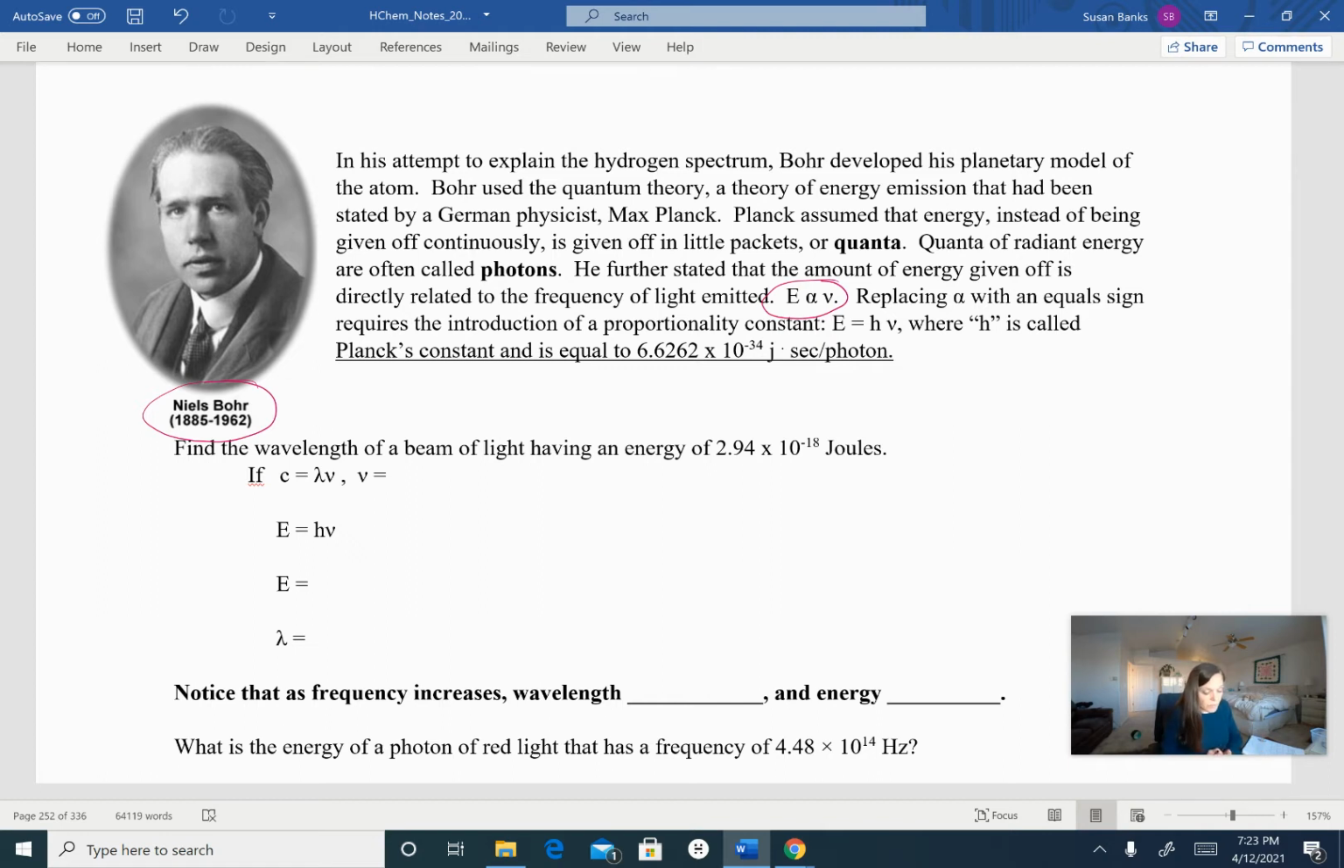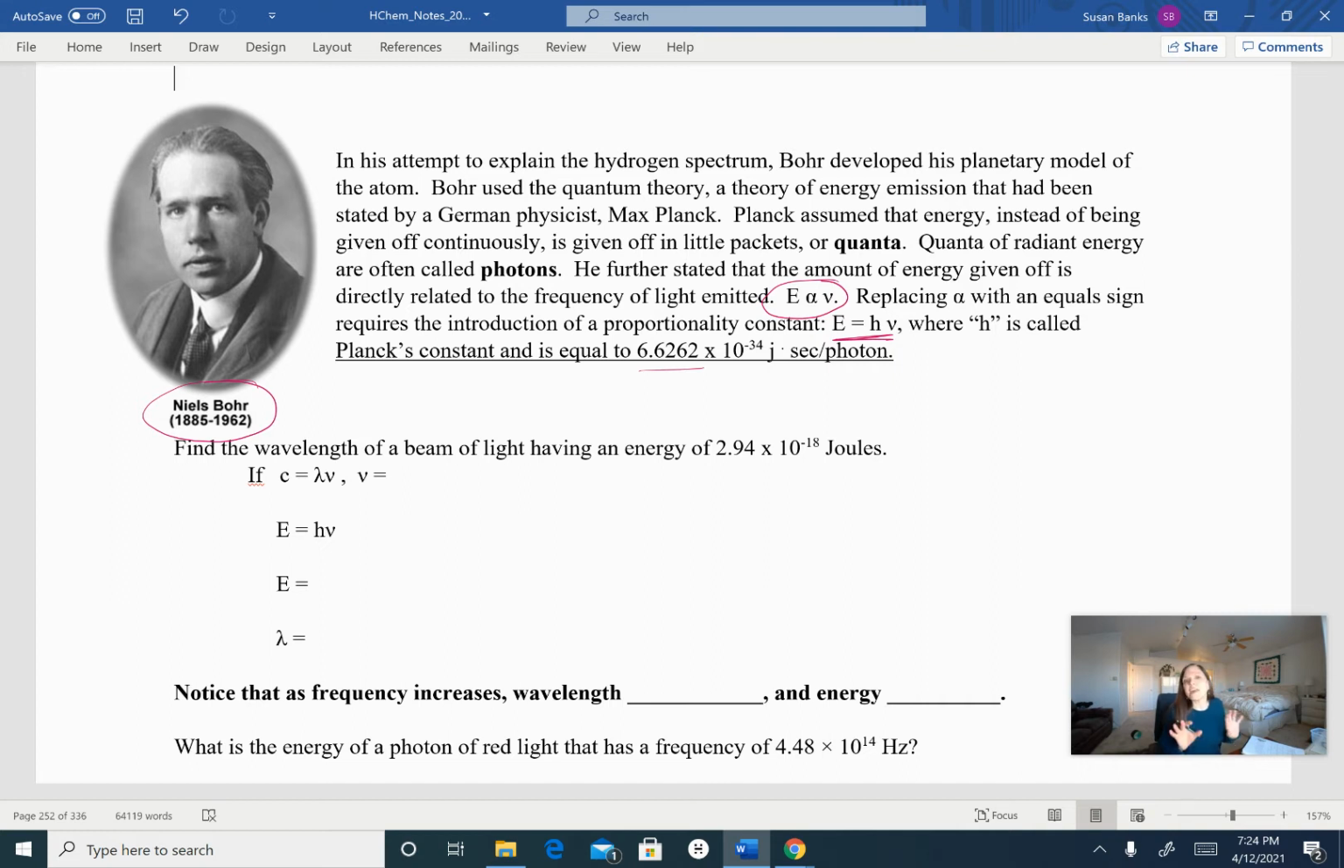Now that alpha in there just means directly proportional. Replacing that alpha sign with an equal sign means that we need to actually put some kind of a constant in there. Okay, so we need a proportionality constant. So we do now have that proportionality constant where energy is equal to h, which is Planck's constant, times the frequency. Now Planck's constant is equal to 6.6262 times 10 to the negative 34, super small number, joules times second divided by photon. So this is per photon.